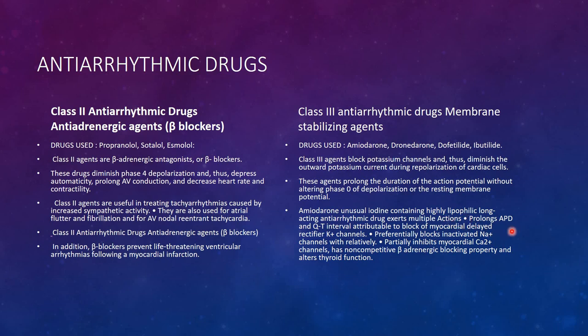Now what are these actions? It prolongs the action potential duration and the QT interval, attributed to block of the myocardial delayed rectifier K plus channel. So the basic function of these class 3 antiarrhythmic drugs, example amiodarone, is to block the potassium channel.